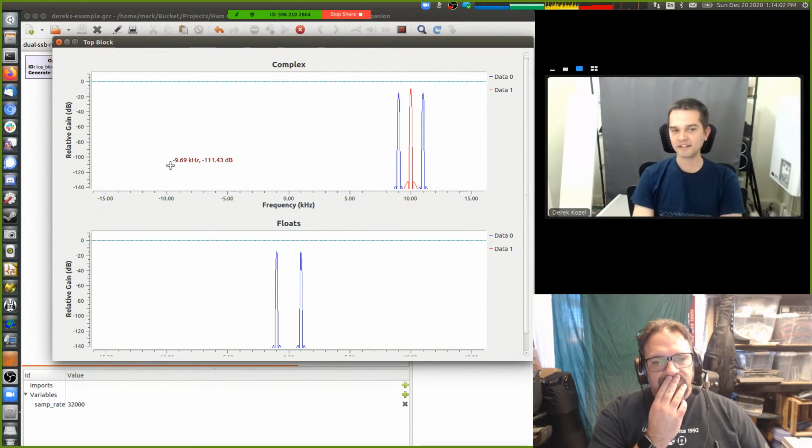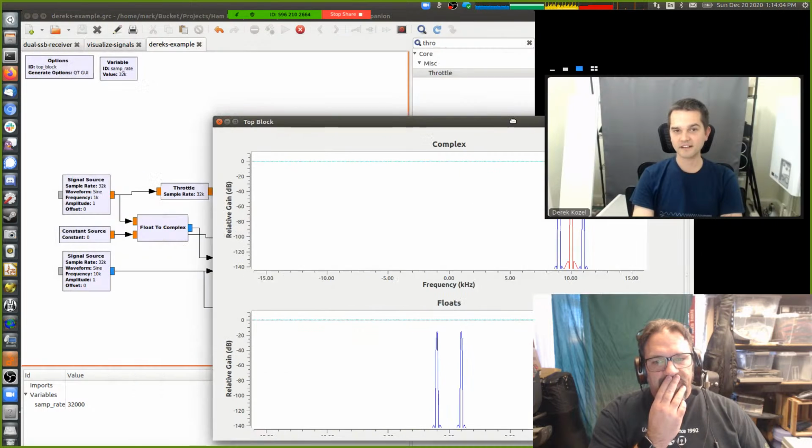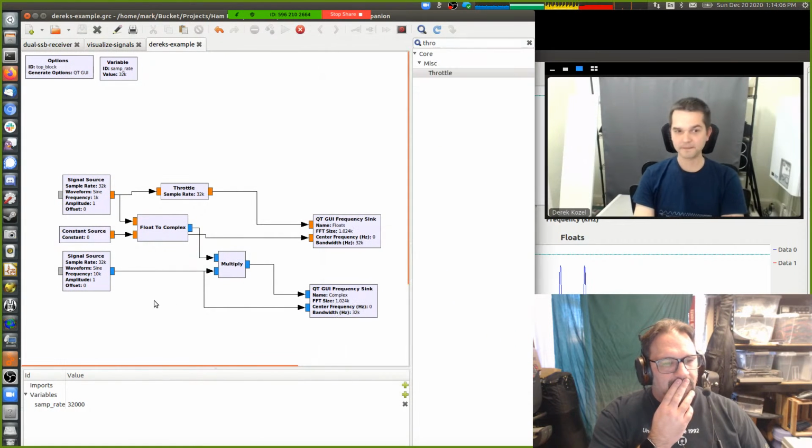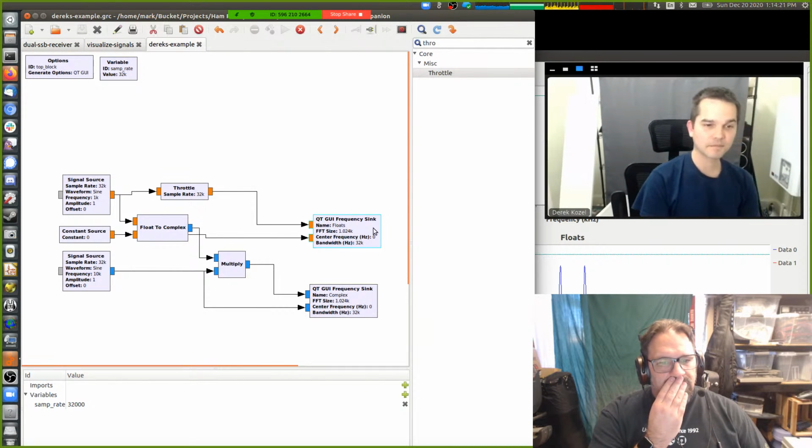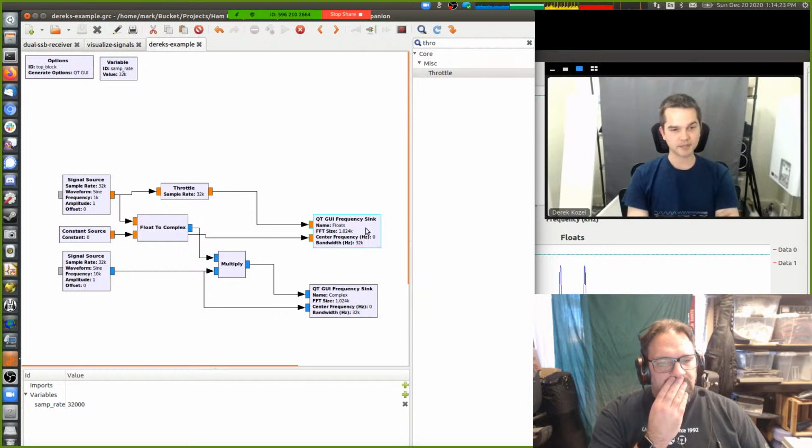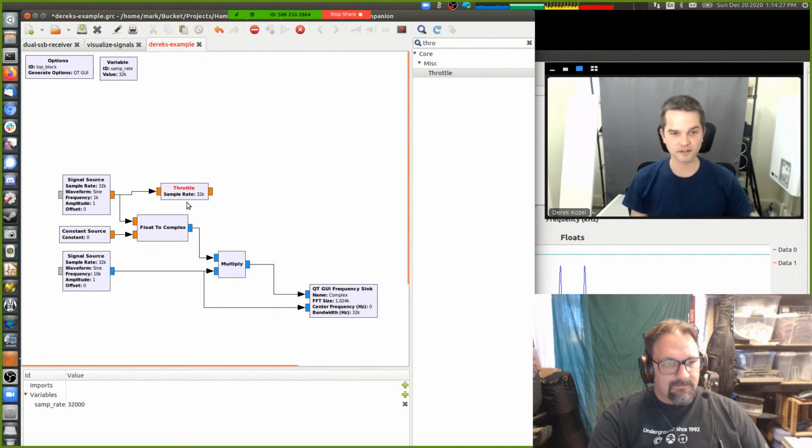I want to try something. Just as a continued fun thing, if you did want to simplify these a bit, you could delete the float frequency sink, because you've already done float to complex, and you could run that into a third input of the complex one, whether or not you think that's useful.